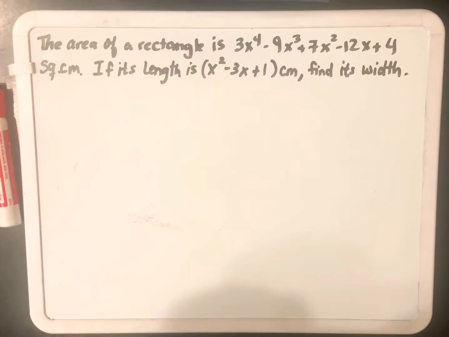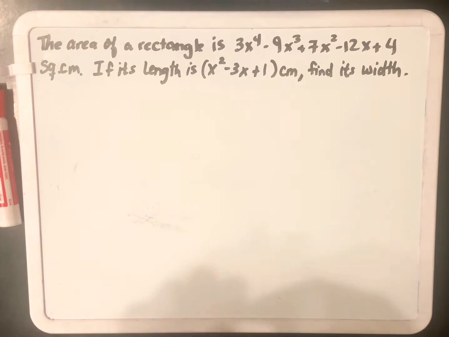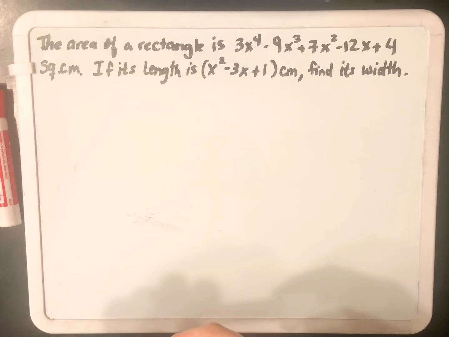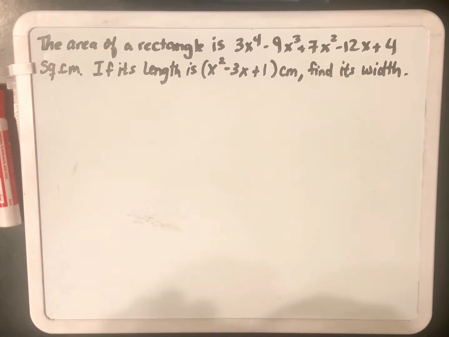Hi class, I wanted to make a quick video of a type of homework question you might run across involving an application of polynomial long division. This question says the area of a rectangle is 3x to the fourth power minus 9x cubed plus 7x squared minus 12x plus 4 square centimeters. It says if its length is x squared minus 3x plus 1 centimeters, find its width.